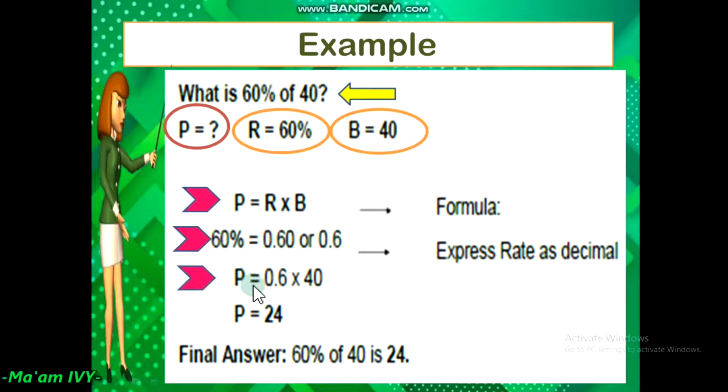Next, substitute the values in the formula. So we have P equals 0.6, which is our rate, times 40, which is our base. If you multiply them, you get 24. So P is equal to 24. Our final answer is: 60% of 40 is 24. Okay, kids, these are the steps in solving the value of percentage.